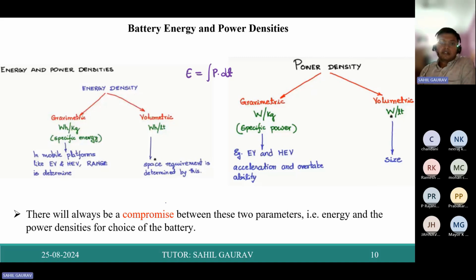So for this energy density and power density, there is always a compromise between these two parameters. Either you have to go for higher energy density, or you go for higher power density. You cannot get both from the same energy storage device. So generally, the lead acid battery has high energy density and lower power density, while the lithium ion battery has higher power density as well as lower energy density.